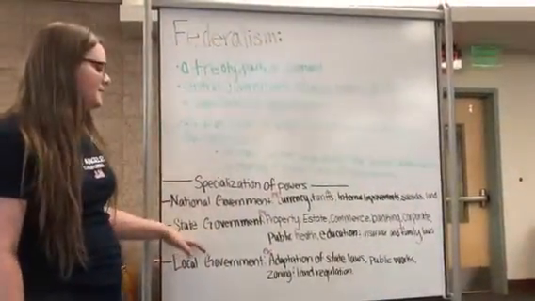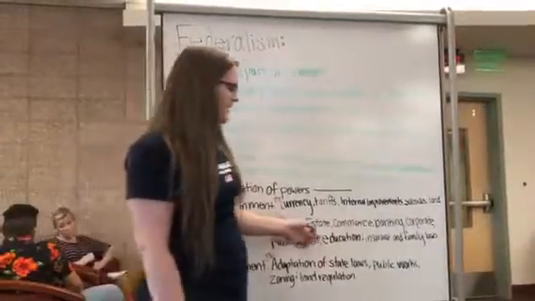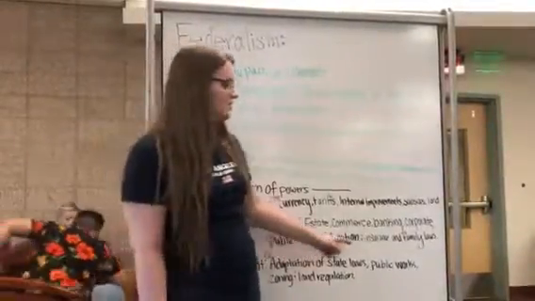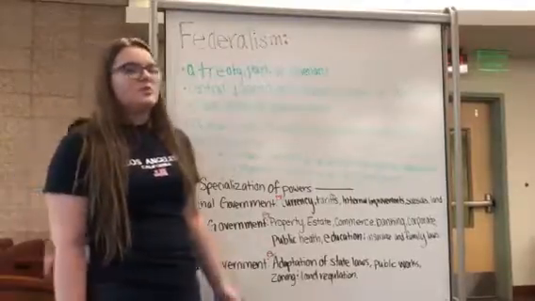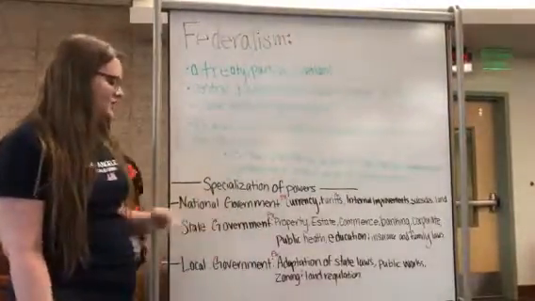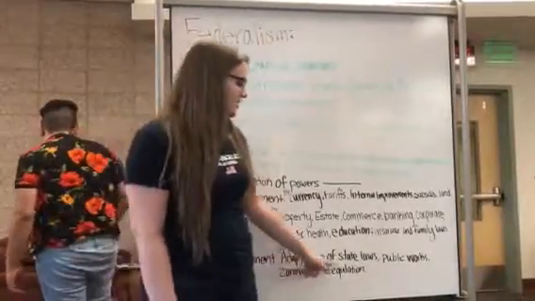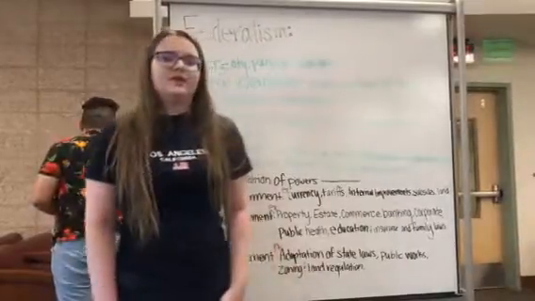The state government, some of their responsibilities include property laws, estate, commerce, banking, corporate, public health, education, insurance, and family laws. And lastly, the local government, which still abides by the state and national laws. Some of their shared responsibilities include adaptation of state laws, which I just mentioned, public works, zoning, and land regulation.